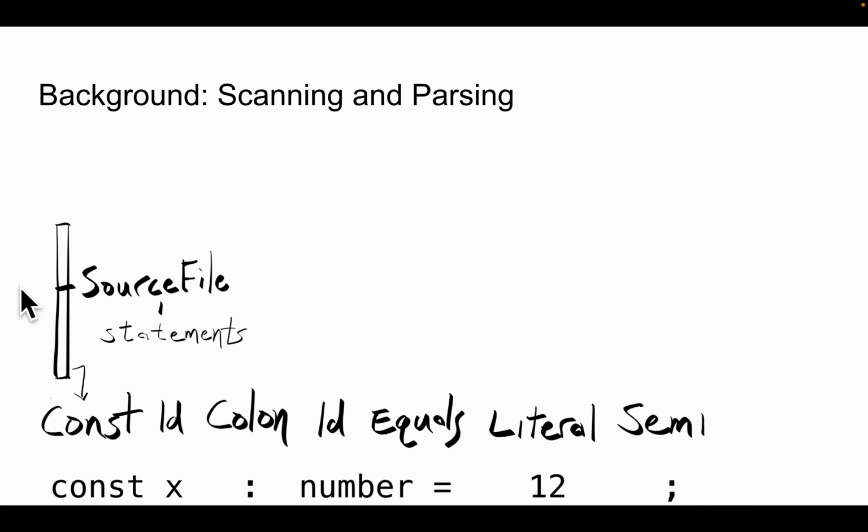When you first start parsing, you're looking for a source file. And a source file has statements. So in a recursive descent parser, like Typescript, you're going to call a function called parseStatement.